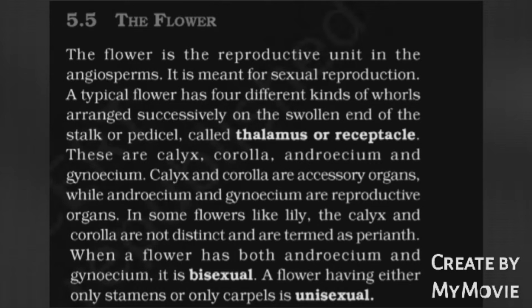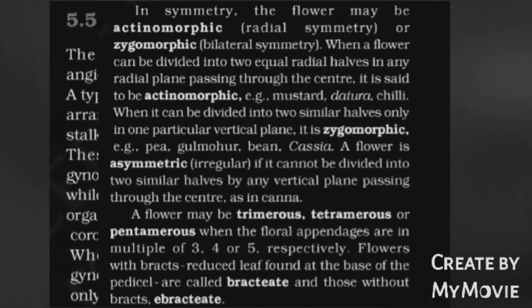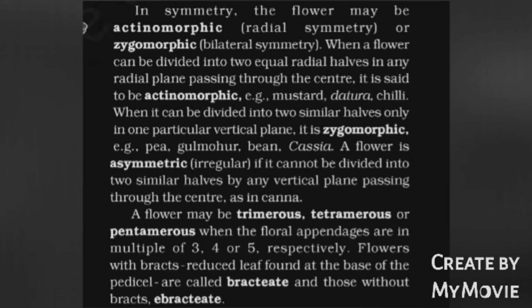Calyx and corolla are accessory organs, while androecium and gynoecium are reproductive organs. In some flowers, like lily, the calyx and corolla are not distinct and are termed as perianth. When the flower has both androecium and gynoecium, it is bisexual. A flower having either only stamens or only carpels is unisexual. In symmetry, the flower may be actinomorphic, that is radial symmetry, or zygomorphic, that is bilateral symmetry.